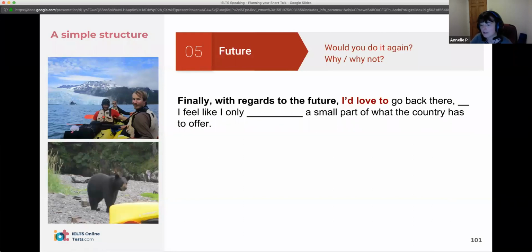Because, or as we've given it. I feel like I only, oh, you've skipped ahead, I think. I only witnessed, experienced, explored. Very nice. There are some really, really good expressions there. We went for experience, but all of those are really, really good.